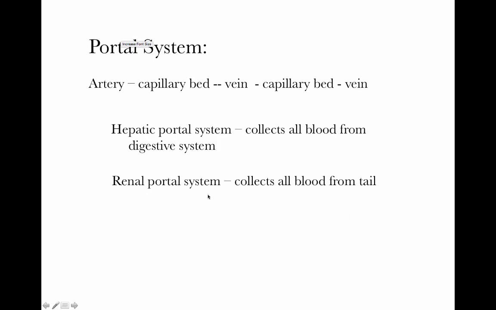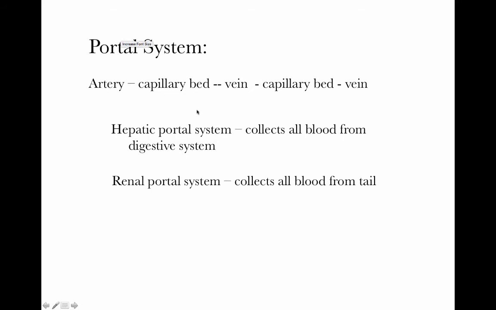The renal portal system collects up all of the blood from the tail in fishes. So the reason it collects up all the blood from the tail is that the tail is usually the main propulsor in fish locomotion. It's going to be highly metabolically active. It's going to generate a lot of metabolic waste. So all of that blood that's going to have high levels of metabolic waste is diverted to the kidney for filtering and cleaning through the renal portal system, again, before it goes back to the heart to be distributed to the rest of the body.